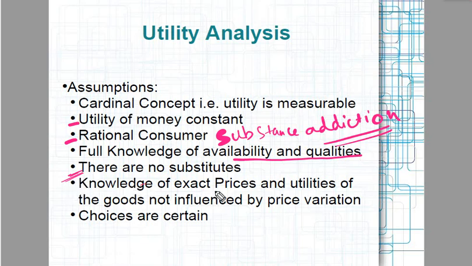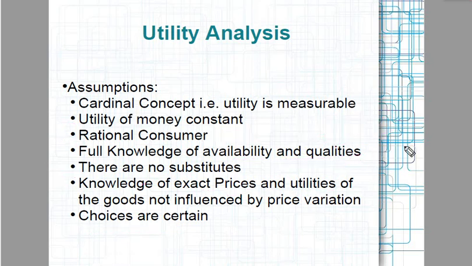Knowledge of exact prices, this is also problematic. The knowledge of availability is also problematic, because most people don't have the correct information, that's why they make bad decisions, or let's say financially not so wise decisions. And the last one is choices are certain. That's also not true, because choices can be manipulated. People can be manipulated to make different choices.